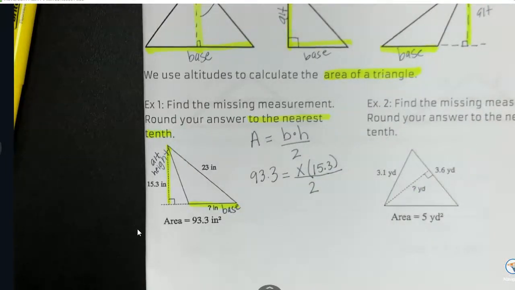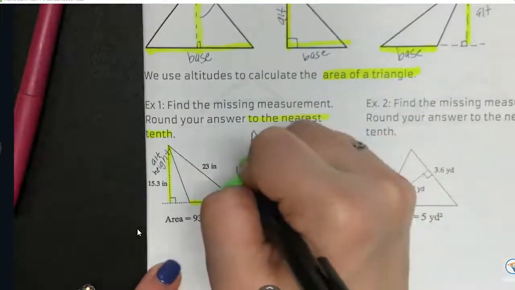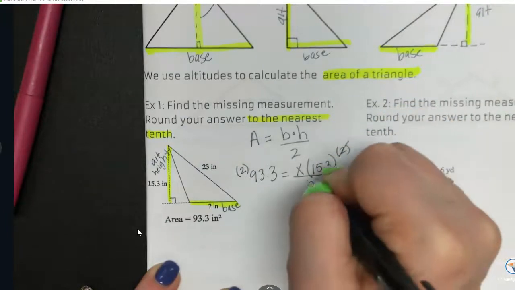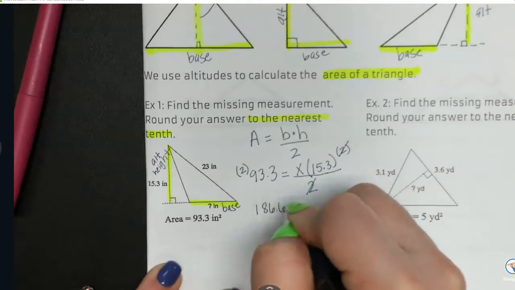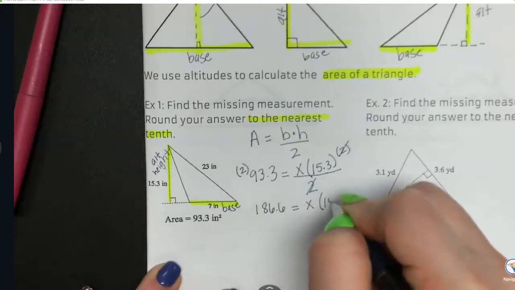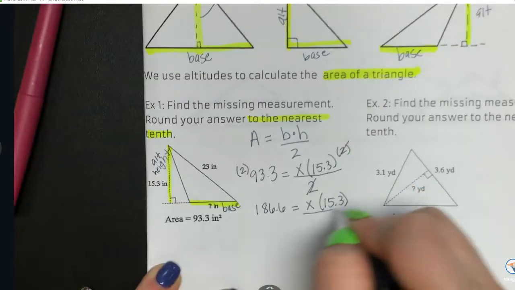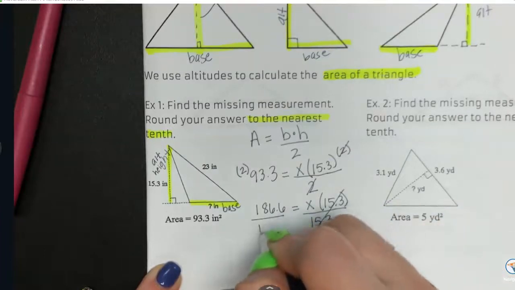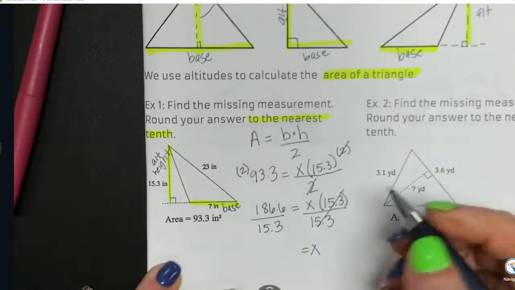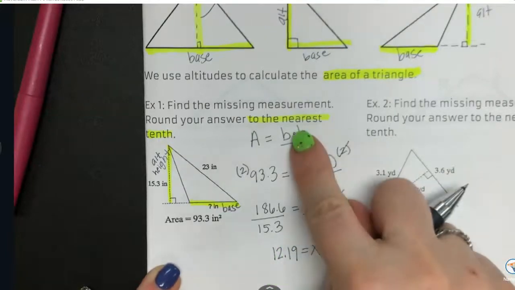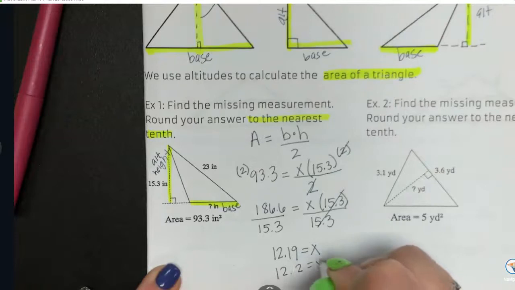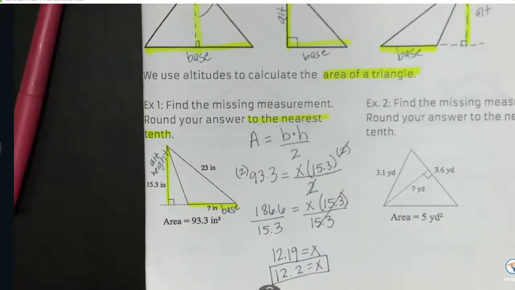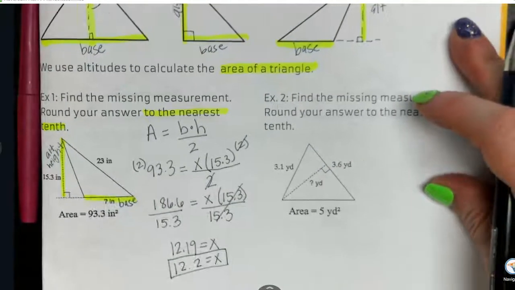All right, the rest of this, guys, is pretty much calculator work. We are going to multiply both sides by 2 to get rid of my denominator. So 93.3 times 2 is 186.6. So I still have x times 15.3. Then I'm going to divide by 15.3. And my x or my base is 12.19. Now it told us to round to the nearest tenth, so that's going to be 12.2. Yeah, not so bad, huh? Not so bad. We have one example left, and then you're done.